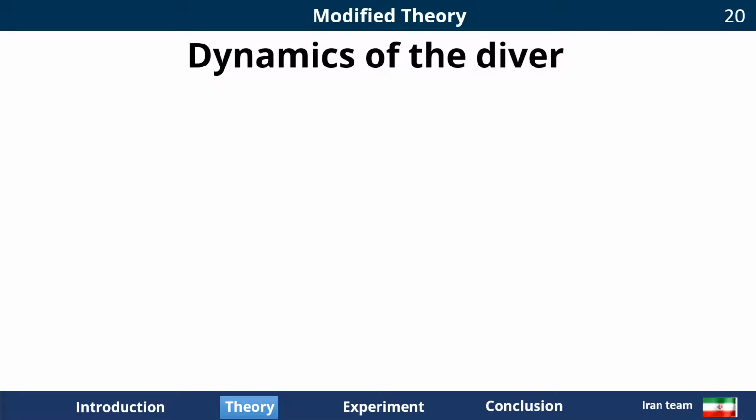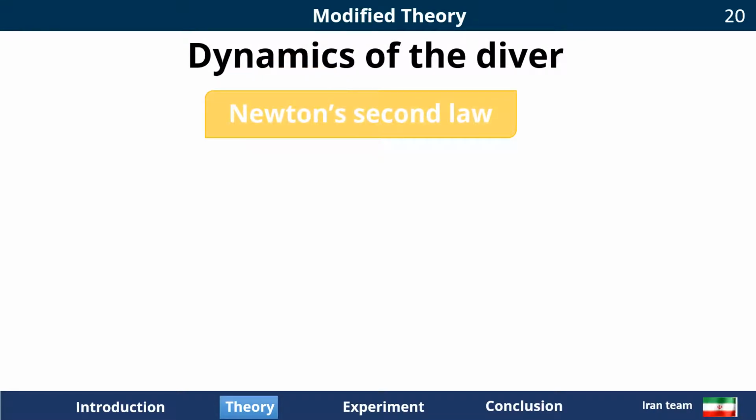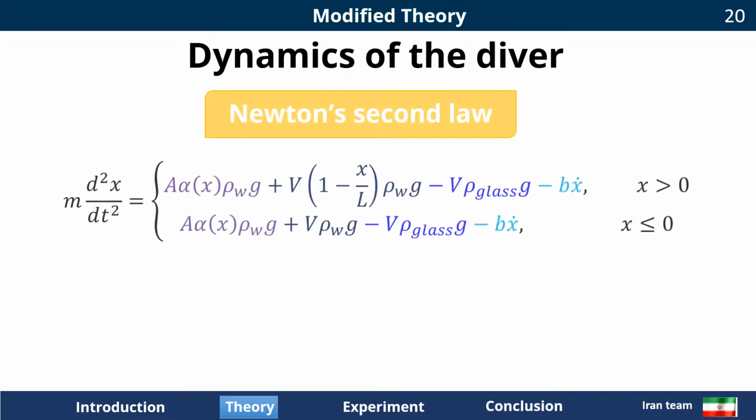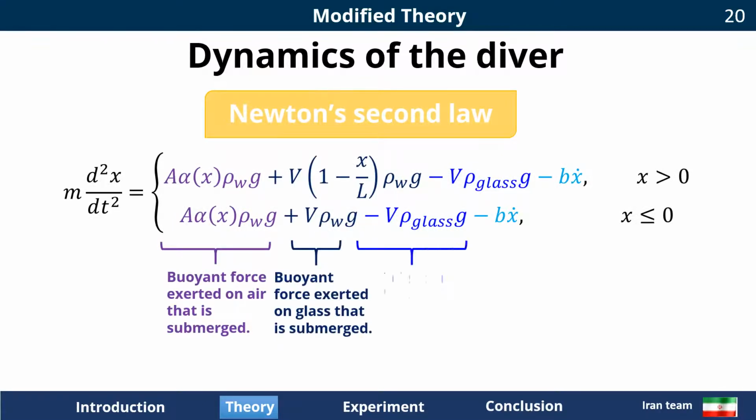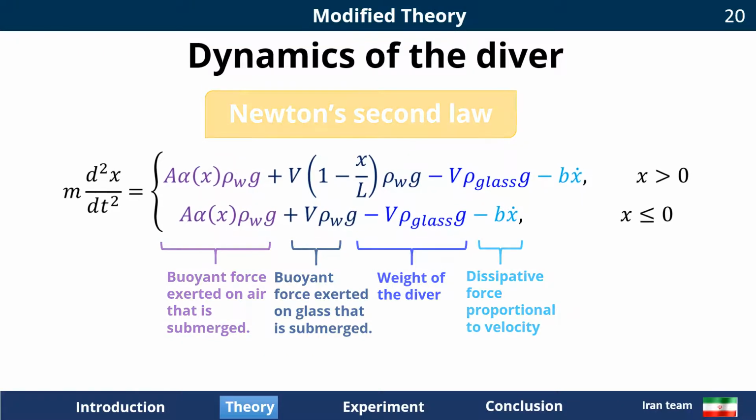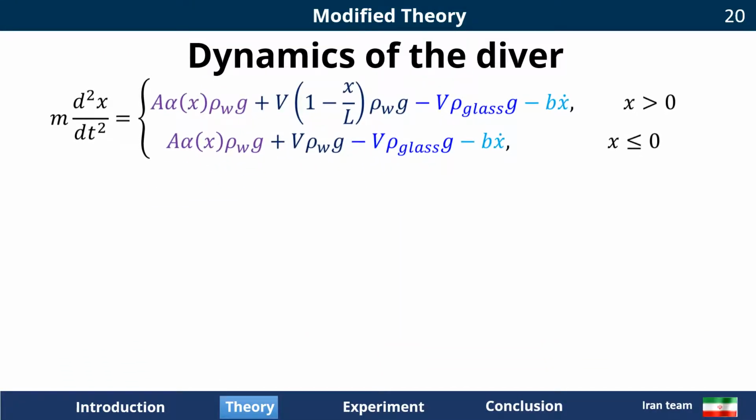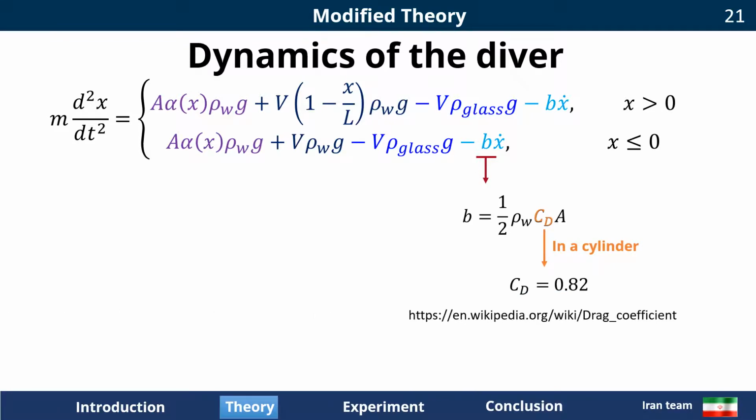Now let's take a look at the dynamics of our diver. In order to derive the equation of motion, we have to use Newton's second law. There are four forces acting on our diver: the buoyant force on air, the buoyant force on glass, the diver's weight, and the dissipative force. So now we have this differential equation that we want to solve to reach xt. Here we have b, that is the constant coefficient of the velocity, and we calculate it from its formula. Cd here for a cylinder is 0.82.